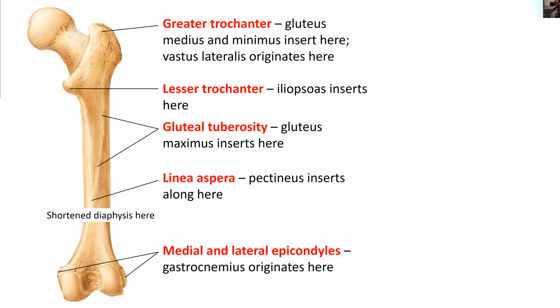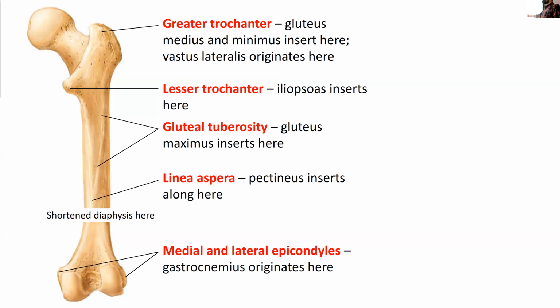So make sure you got the greater and lesser trochanters, the gluteal tuberosity, the linea aspera, and the medial and lateral epicondyles. We'll talk later about the muscles that attach, but just to kind of orient you a little bit to it now, your gluteus maximus, the largest, strongest muscle in your body, inserts right here. So this is the posterior view of a femur, and it inserts there. And then it also has its origin up on your coxal bone. So that's your big old butt muscle.